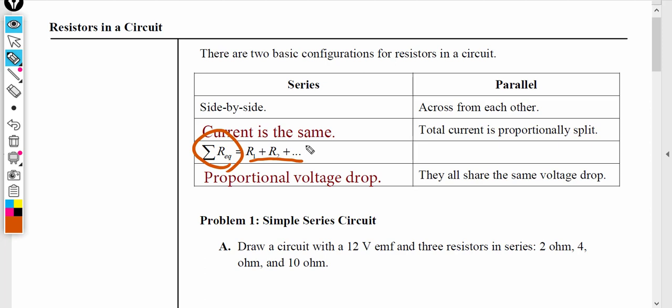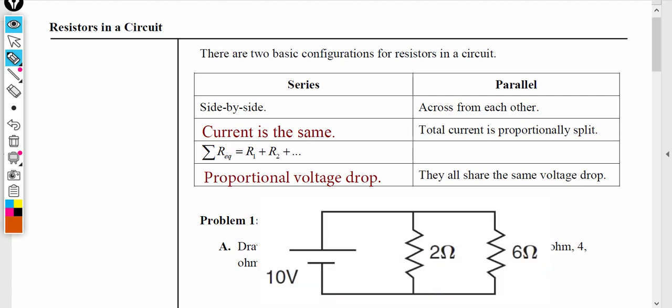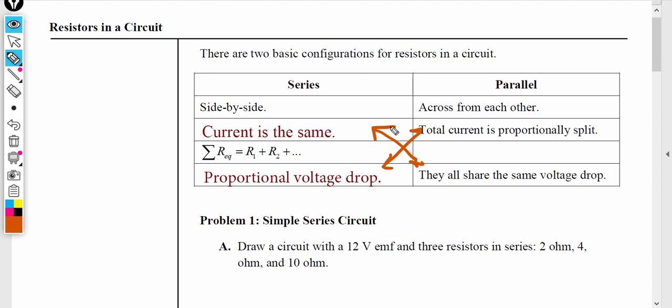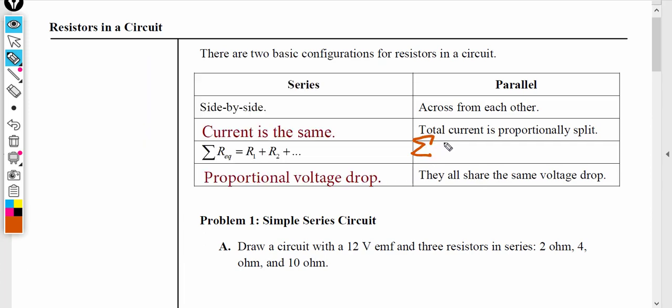For parallel, on the other hand, we do have the same voltage. They have the same voltage, however the current is different. So notice that these two end up being switched as far as series and parallel are concerned. We'll show you what these look like, of course, in real actuality. In order to find the equivalent resistance for parallel, however, this gets a bit trickier. So this is going to be the sum of all of the reciprocals.